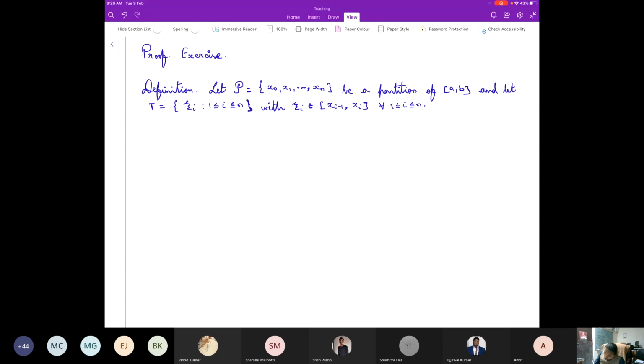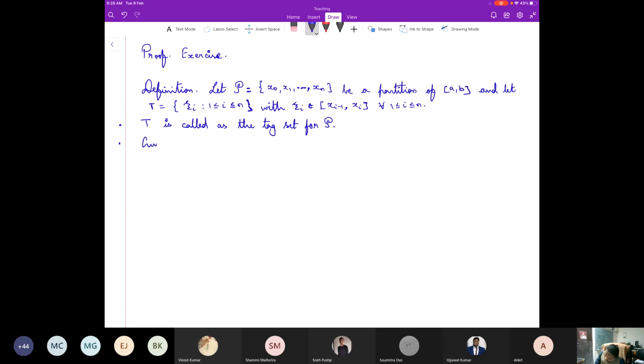So this set T is called the tag set for the partition P, corresponding to the partition you have chosen. This is only each one's choice.